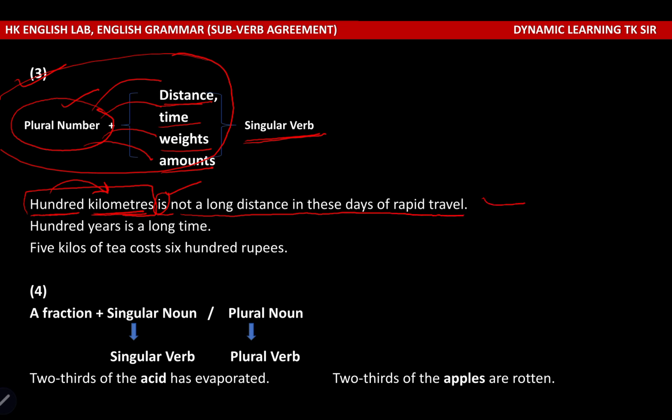Got it? Like 100 years: 100 is a plural number, then years is time. Together they make one single unit. So that's why here it is also 100 years is a long time. This subject also receives a singular verb. Like this: 5 kilos of tea. 5 is a plural number, then kilos is weight, together they make one single unit. And look at what verb it receives: costs.